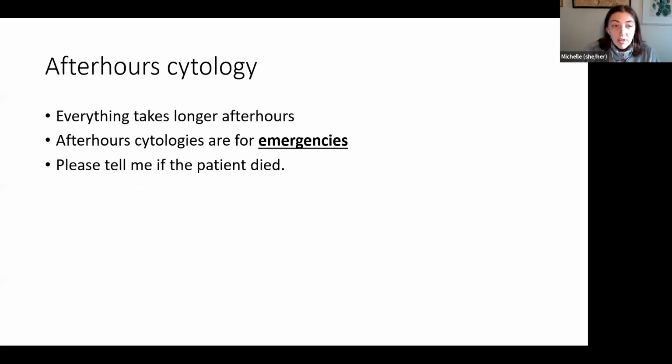And then for after hours cytologies, just understand that everything takes longer after hours. After hour cytologies are for emergencies, and I would really, really appreciate if you tell me if the patient died, because it can sometimes take hours to do a cytology after hours. It takes a long time to send all those images through email to my faculty, and take the pictures, and everything just takes longer after hours. So if the patient has passed away, then I would like to know.